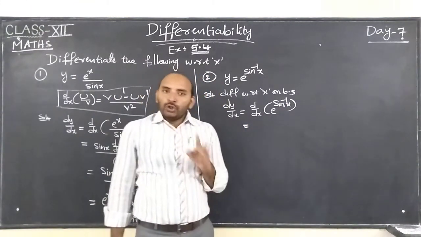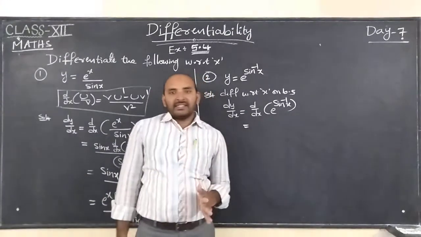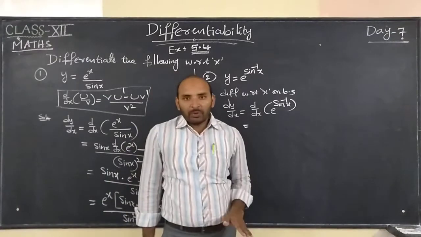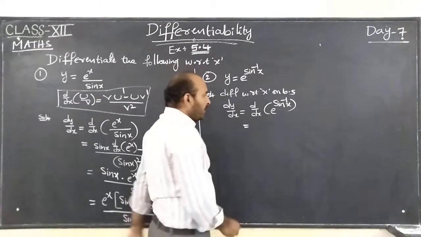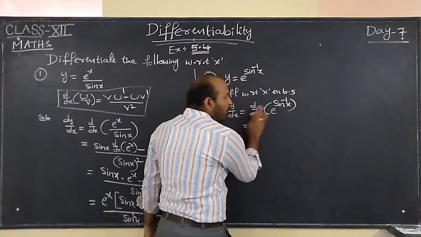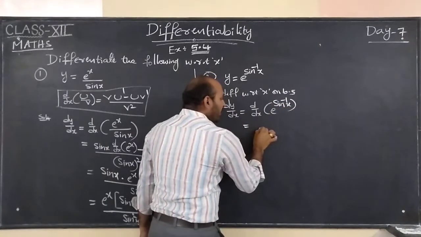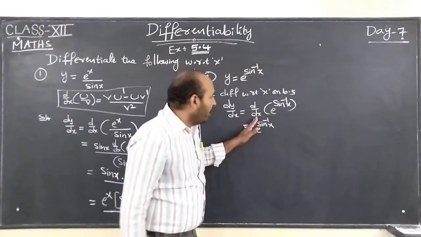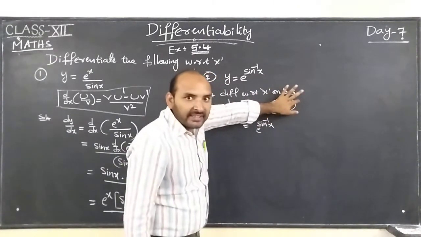Already we discussed two procedures for the chain rule. One is dy by dx is equal to dy by du into du by dx. That is one procedure, or else the direct method. I am doing the second method, which is in the form of the derivative of e power x form. That is e power sin inverse x. So consider sin inverse x as x.